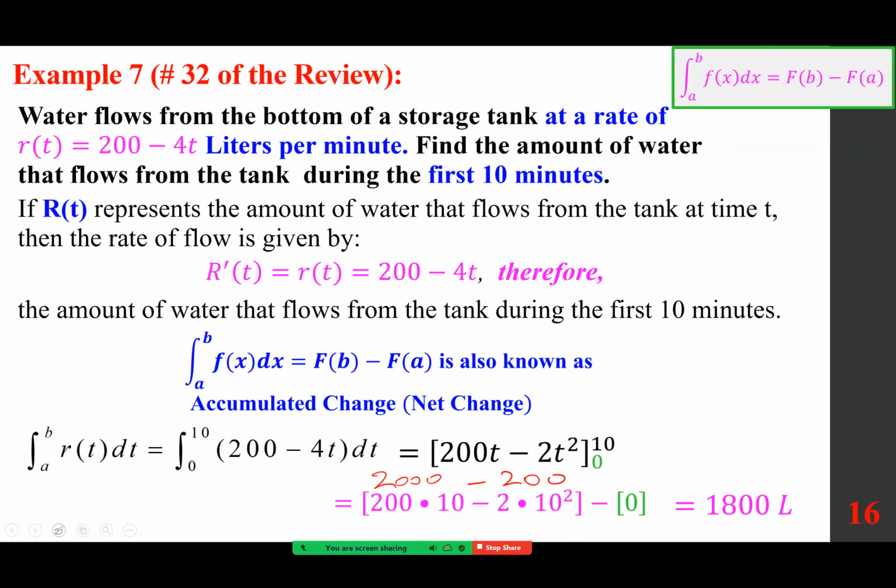Please pay attention to the units here. It is liters per minute at the rate. So the function itself has units of liters.